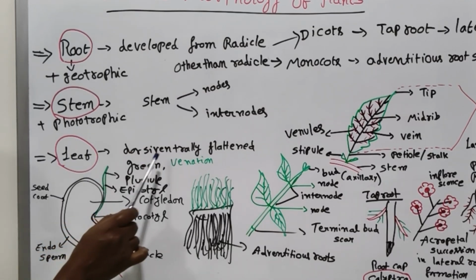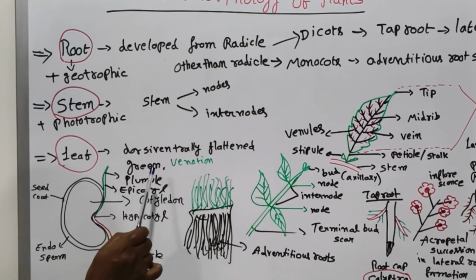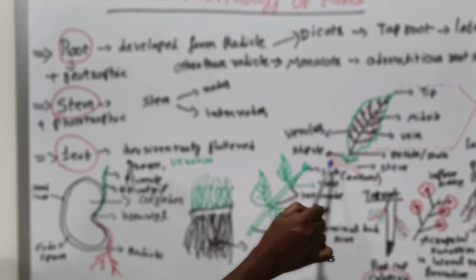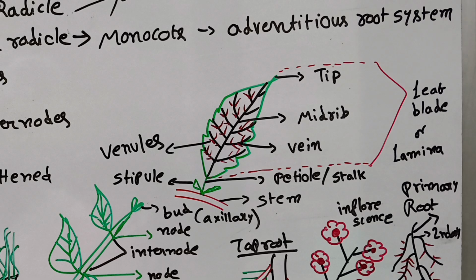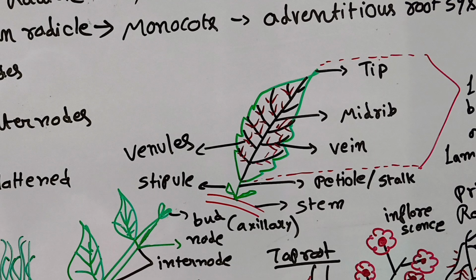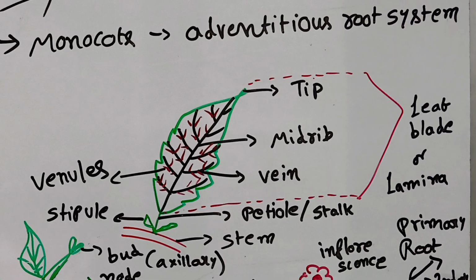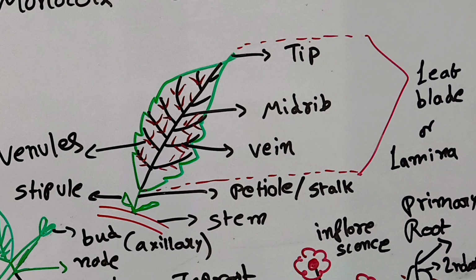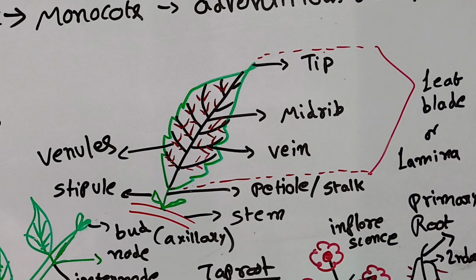Leaf is dorsiventrally flattened, green in nature and shows venation. In this picture you can observe a leaf. A leaf shows a stalk known as petiole. This petiole is attached to the stem region, and at the attachment place where the stalk attaches to the stem there is stipule. Okay, so here you can observe a midrib.